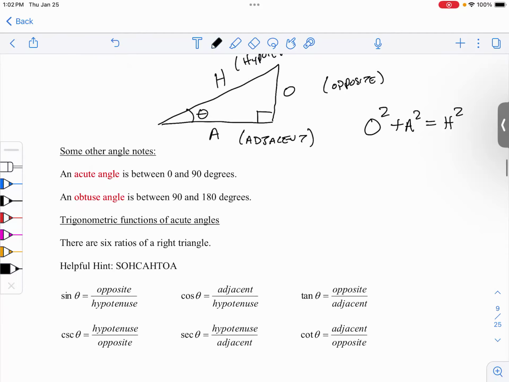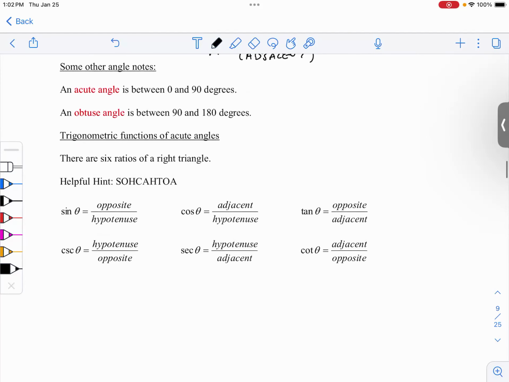All right, so some other notes. Again, things that we need to know: an acute angle is any angle between 0 and 90, an obtuse angle is any angle between 90 and 180. Which then brings us to the big acronym for our trigonometric functions, SOHCAHTOA. And you may remember this. You may have at least seen this. SOHCAHTOA breaks down what each of the three fundamental trigonometric functions are.